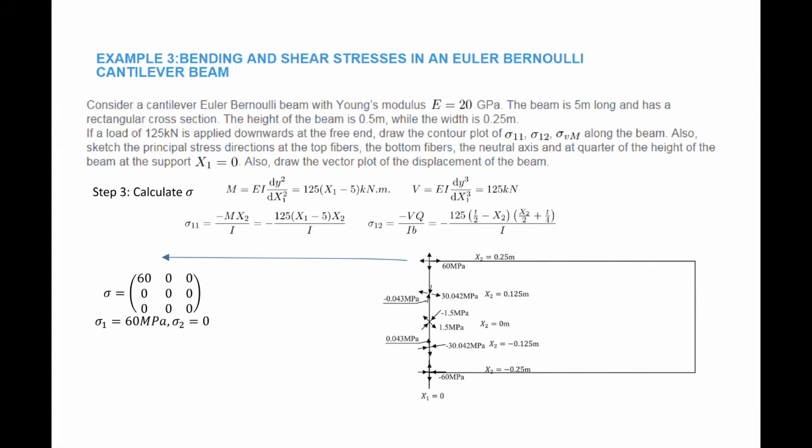In order to calculate the principal stresses close to the support for the beam, I'm going to substitute the values of x1 and x2 depending on the particular point. For the top fiber here, x1 is equal to 0 and x2 is equal to 0.25 meters. When I substitute for sigma o1 and sigma o2, I will get that the stress matrix is 60, 0, 0, and everything else is zeros. And so at this particular point, I have a principal stress of 60 and the other principal stress is 0.